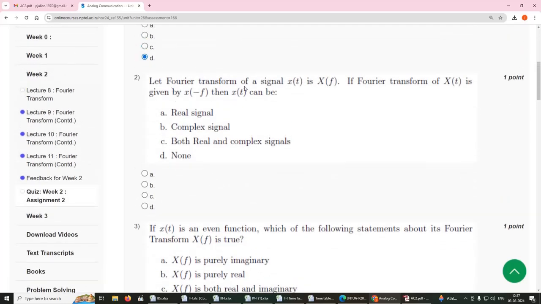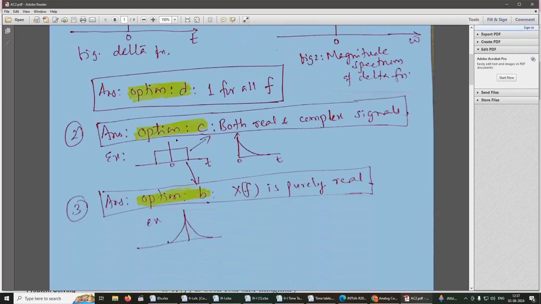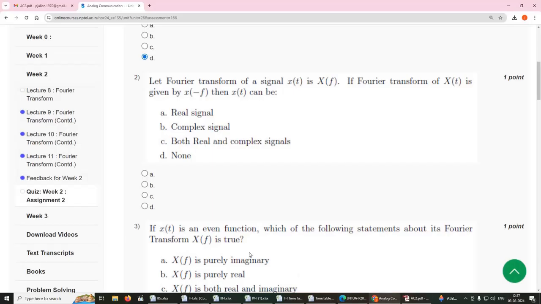Let the Fourier transform of a signal x(t) be X(f). If the Fourier transform of x(t) is given by X(-f), then x(t) can be. So the answer is option C, both real and complex. So I have taken examples for these two: for rectangle and for exponential, your Fourier transform can be complex as well as real. So the answer is option C.